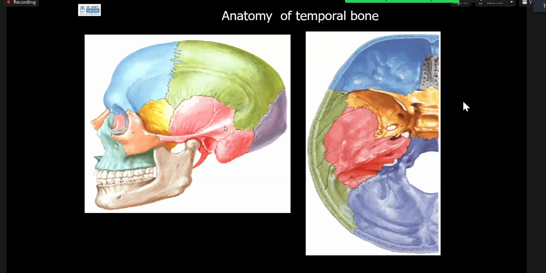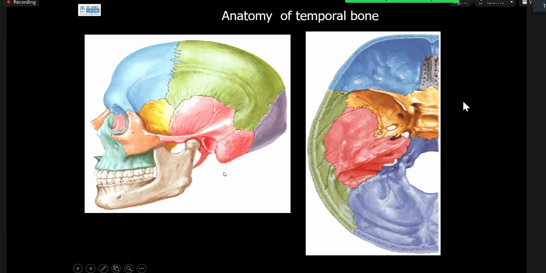And that is why it is prone to trauma and you will develop an epidural hematoma if there is a fracture here. And on the other hand, the petrous part of the temporal bone, which is our main interest, is the most complex anatomy of the human body, and which we are going to learn today. And it is a very, very thick bone. So if you see here, it is a pyramidal shape.